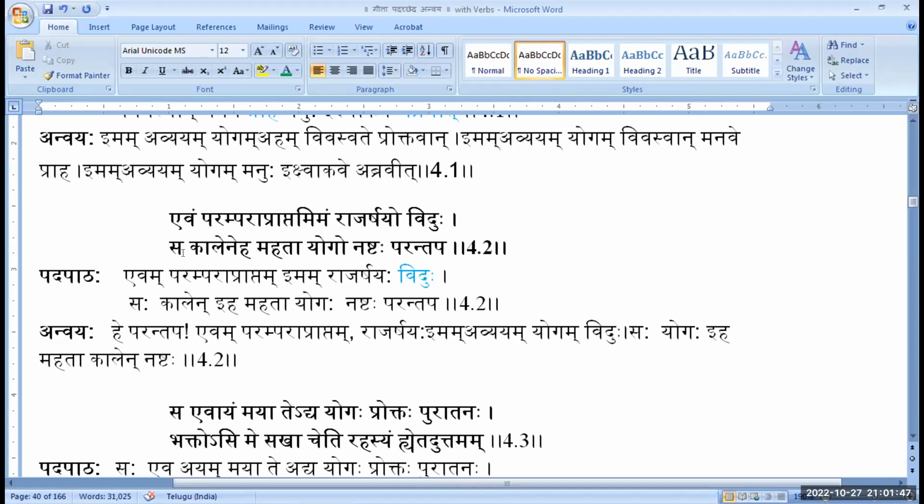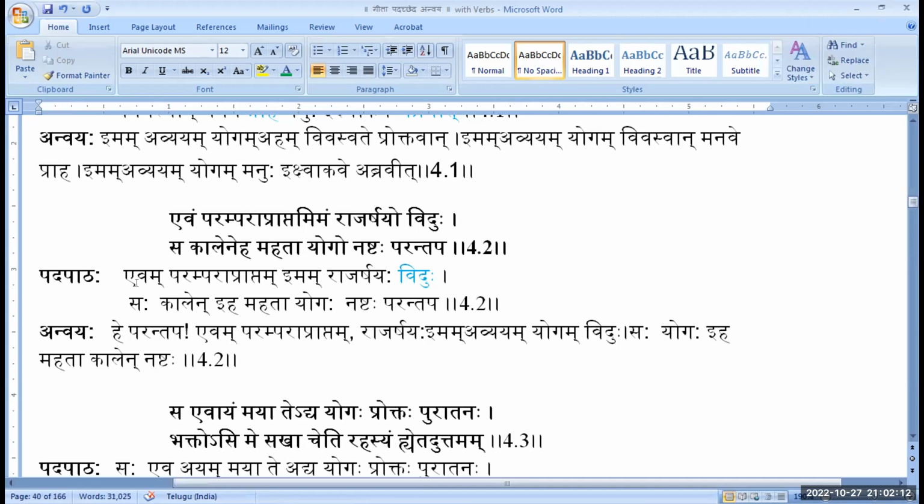What we were saying, sir, is if we were to break this rajarshayo viduhu into two pieces, we have to say rajarshayaha plus viduhu. We can't say rajarshayo plus viduhu. They are two words. And actually rajarsha is a compound: raja rishihi, rishayaha.